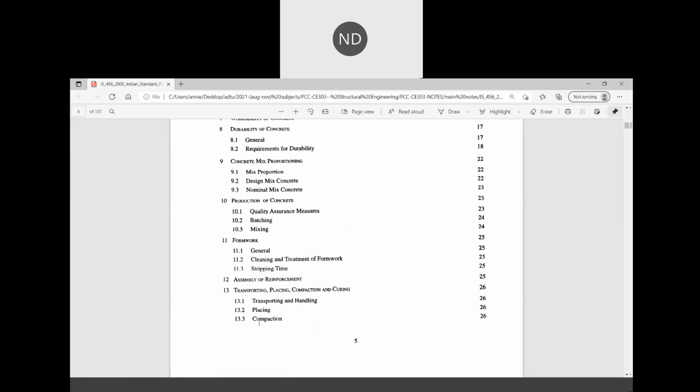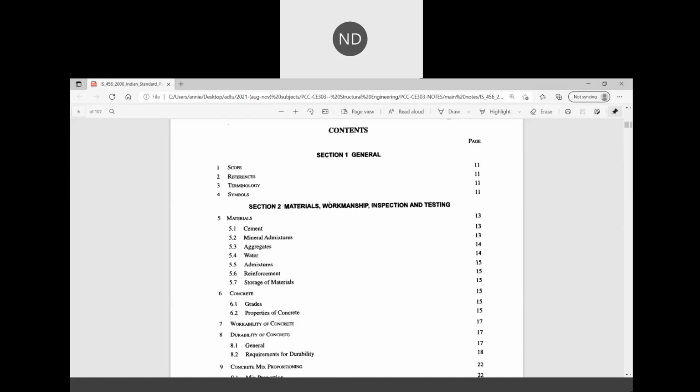Like when your concrete is good, how much should be the value, all those ranges, everything, mix design, everything is here for your RCC.